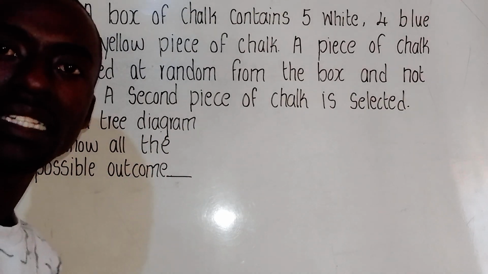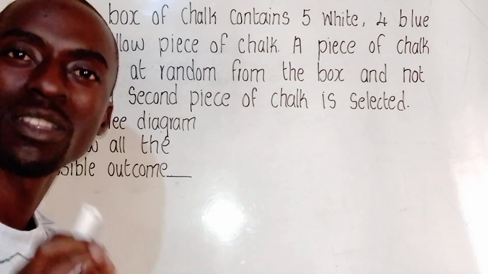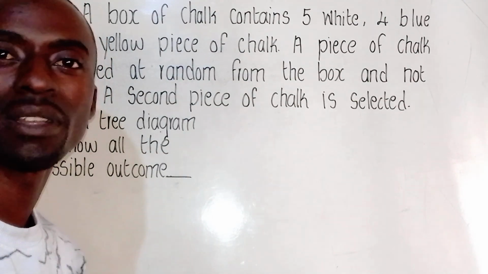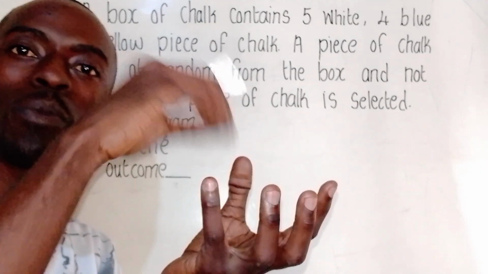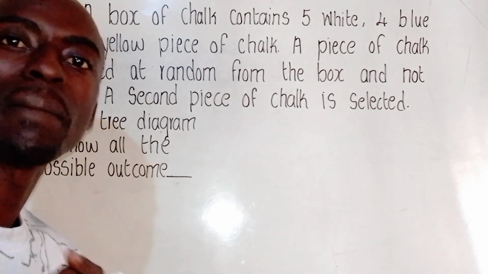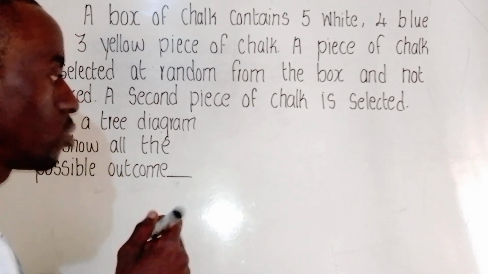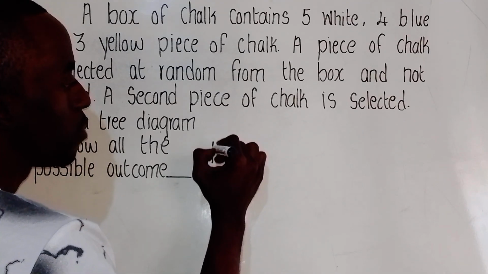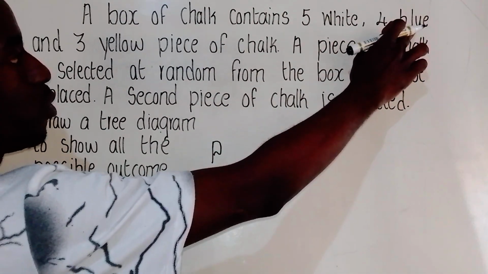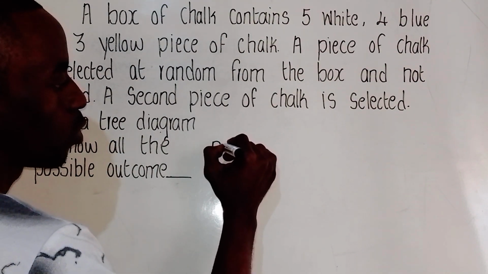Okay, you need to understand that here we are looking at probability. Probability is the likelihood of an event to occur. Which event? The event we're talking about here is picking a chalk from the box randomly. So what we do here, we're supposed to use a method known as the tree diagram. To use the tree diagram, you say the probability of picking a white, the probability of picking a blue, and the probability of picking a yellow piece of chalk. So you draw like this.